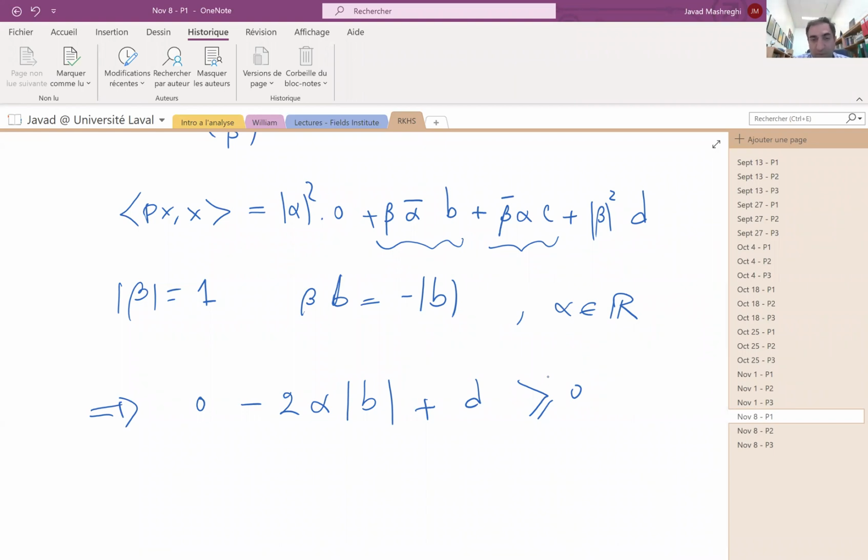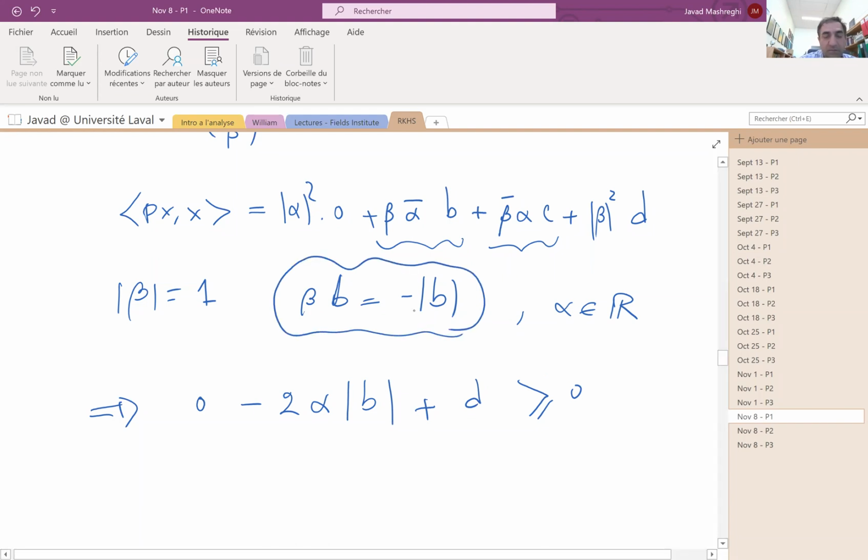This is just what I obtain if I choose alpha to be real and beta unimodular such that beta times B is minus mod B. It's a standard trick that we use when we want to prove the generalized Cauchy-Schwarz inequality too. This is not something very strange, it's a standard technique.